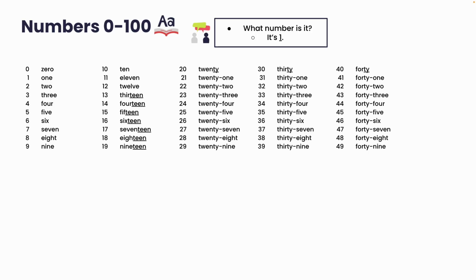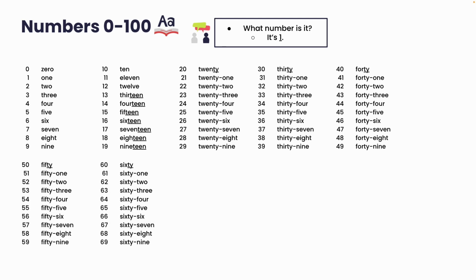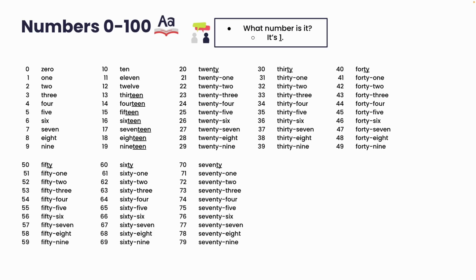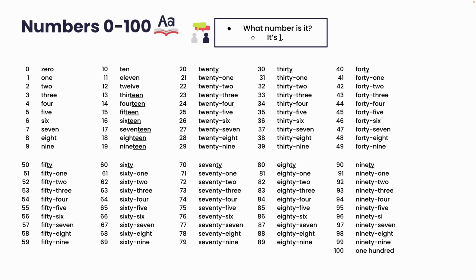Then 40 and all the single numbers that we can add. Next we have 50 and the other numbers we can add. 60. Next one, 70, 80 and 90. Everything goes through the same rule, but there is one other example, which is the last one on the page. Here we go with 100.